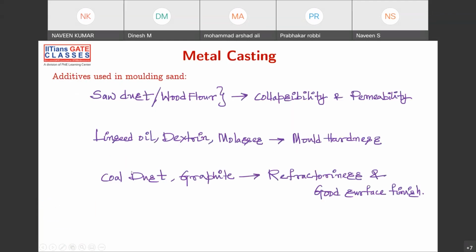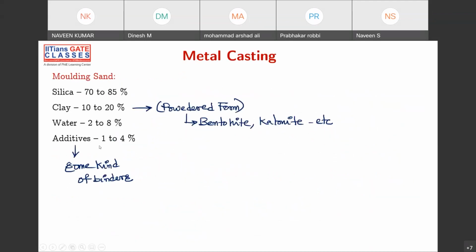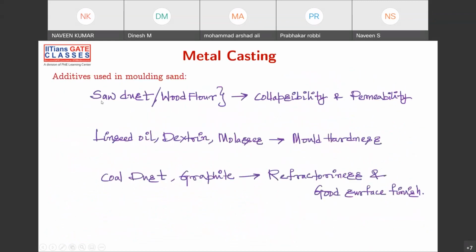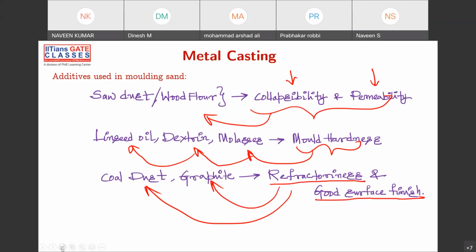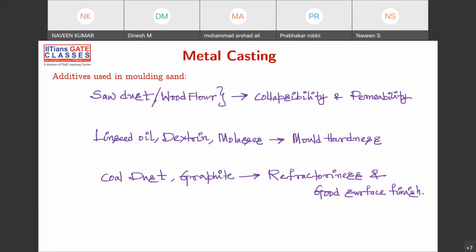So now, what are the things that you are adding into the molding sand? I told you additives, sir. We are adding additives, which will enhance the molding sand properties. So what are the additives? Sawdust and wood flour will increase your collapsibility and permeability. So these two are improved by adding sawdust or wood flour. Mold hardness will be improved if you're adding molasses, dextrin or linseed oil. And your refractoriness, the ability to withstand heat, and good surface finish are attained if you're adding graphite or coal dust. So these are the elements that you add to improve some molding sand properties. Okay, good.